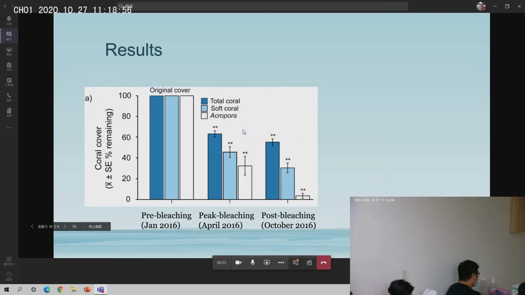Results. In this picture, the x-axis is time: pre-bleaching, peak bleaching and post-bleaching. And the y-axis is coral cover. We can see that there is a significant decline in the coral, especially Acropora, which is a species of coral. We can see that at post-bleaching, it almost disappeared.